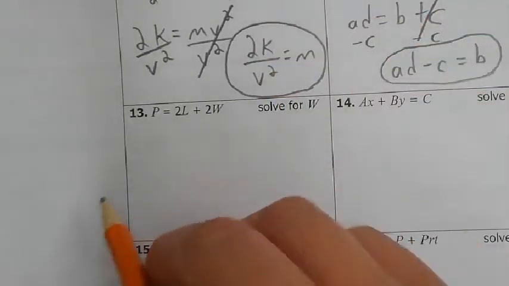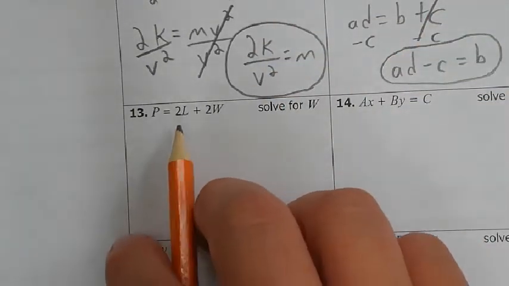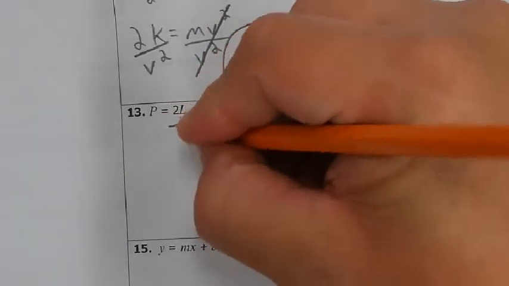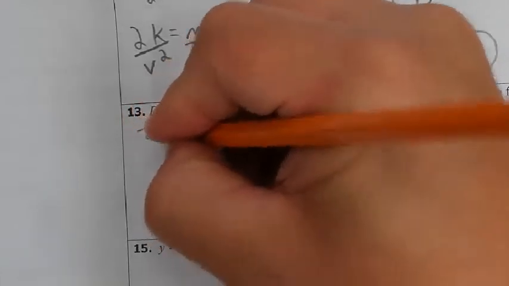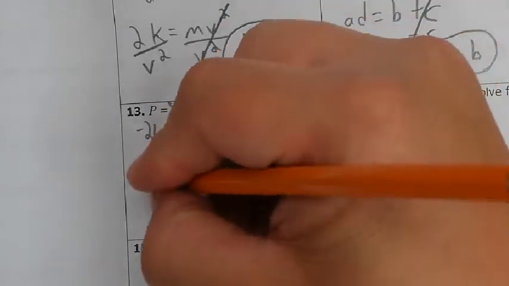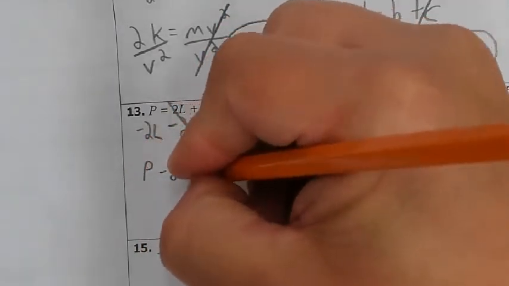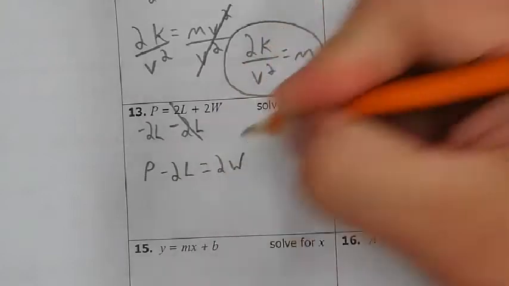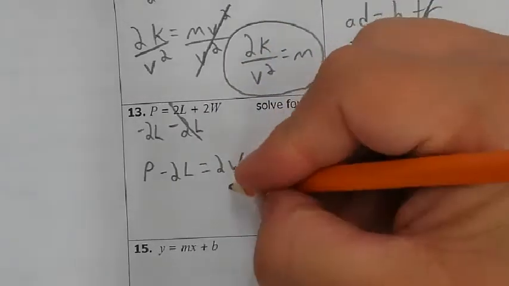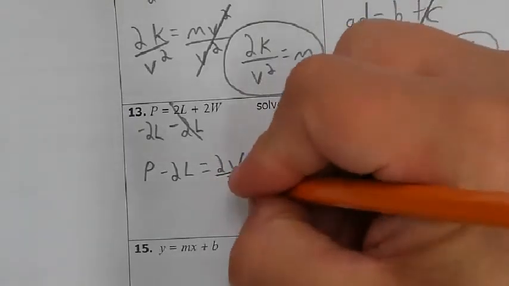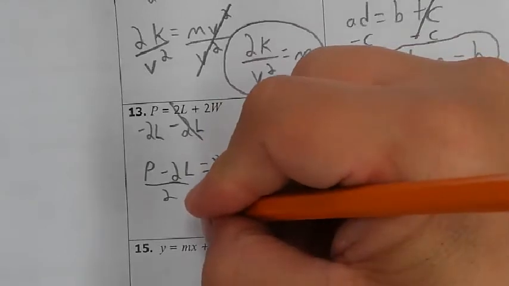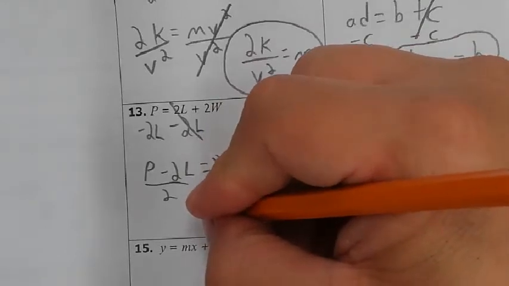All right, so on 13, we're first going to subtract, get rid of the L. So we're going to subtract 2L. You just subtract that whole thing. So that'd be P minus 2L equals 2W. That's what I want. And now we're going to get W by itself, so we're going to have to divide by what? 2. So that would give you P minus 2L over 2 equals W.